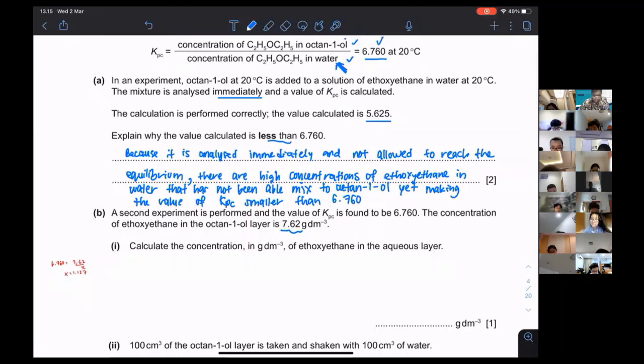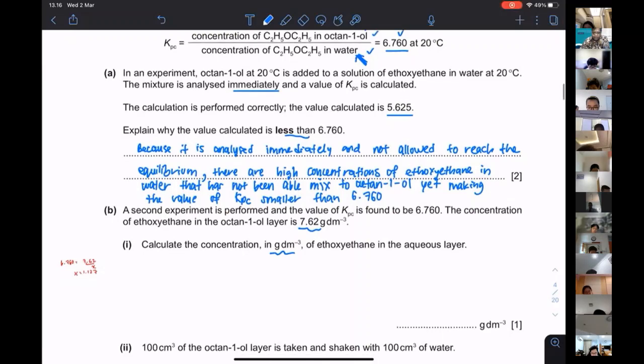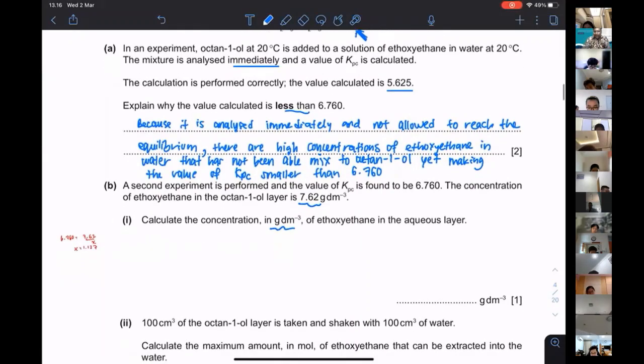Calculate the concentration in gram per dm cube of ethoxyethane. Normally we calculate in terms of mole per dm cube. But for this one, it doesn't matter if you calculate in mole per dm cube or gram per dm cube, because it is involving the same octane 1-ol. But it's okay if you are still confused. We can still go on.